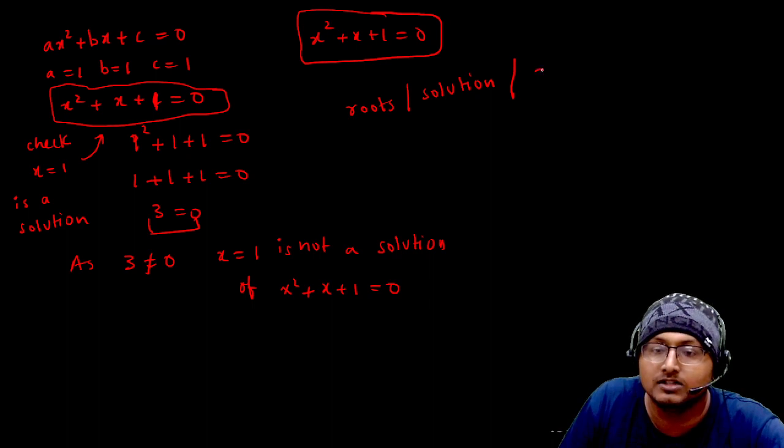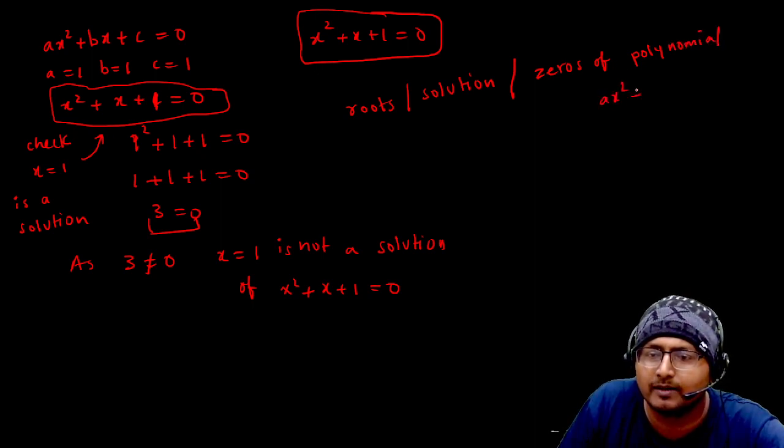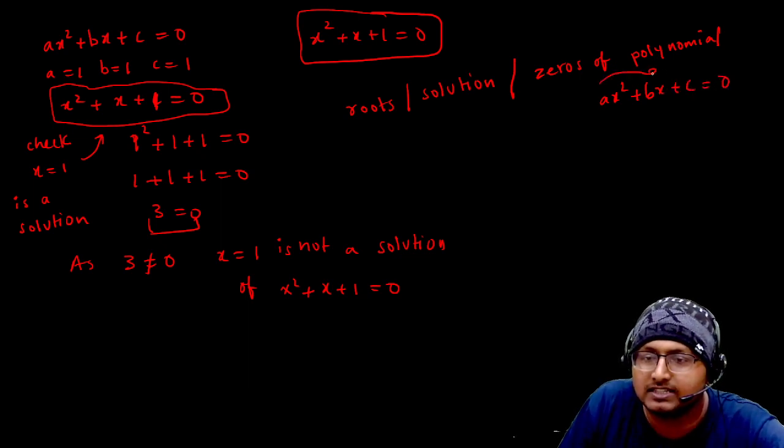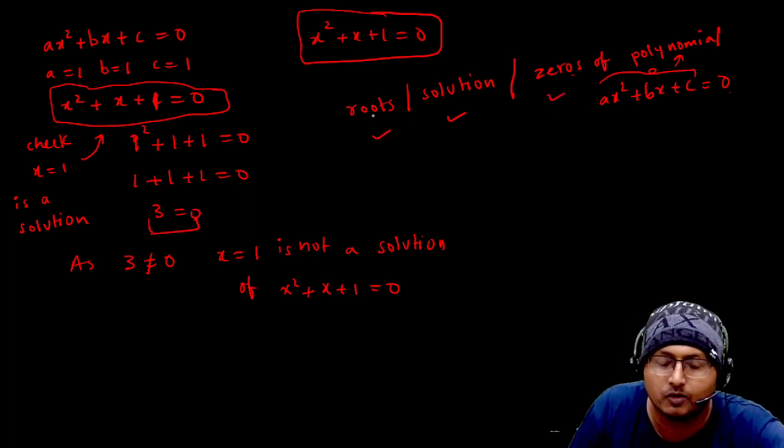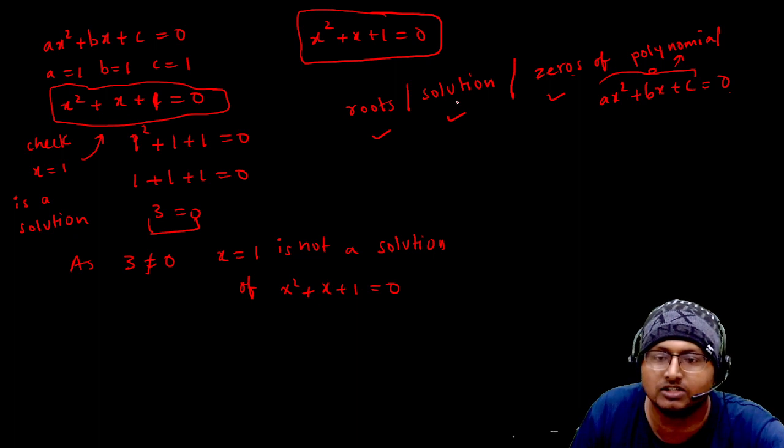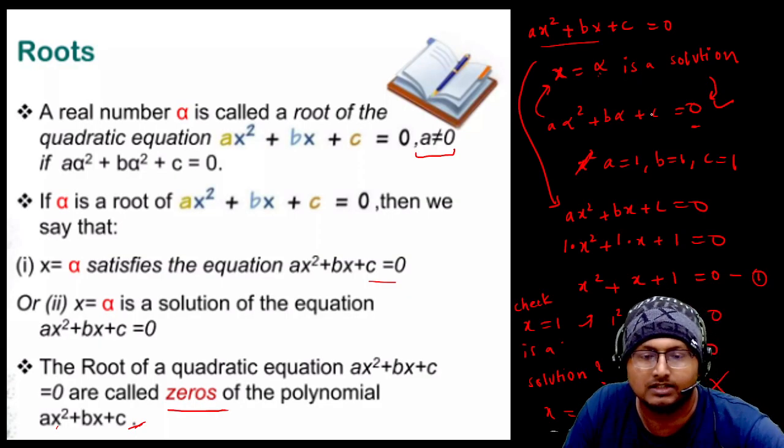or zeros of a polynomial. What is a polynomial? ax square plus bx plus c is called a polynomial of degree 2. When we equate it with zero, we get the roots or solutions. So any of these terms is correct. Roots of the quadratic equation, solutions of the quadratic equation, or zeros of the polynomial, we can call them. That is the thing I wanted to mention.